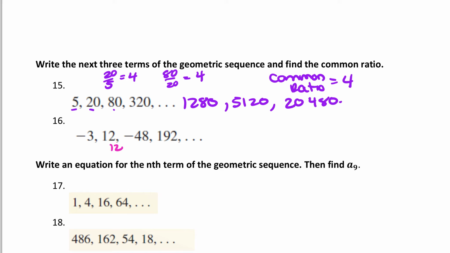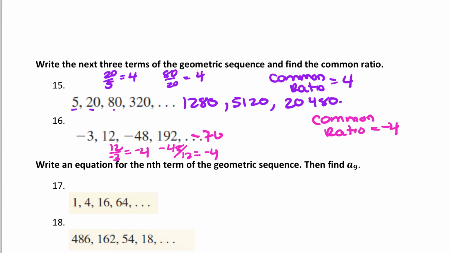Question 16 is the same thing. We have 12 divided by -3 is -4. And then -48 divided by 12 is -4. So finding the next three terms, our common ratio in this one is -4. So I'm going to take 192 times -4, and my next term would be -768. Multiply that by -4, I get 3072. Multiply that number by -4, and I get -12288 as that third term.